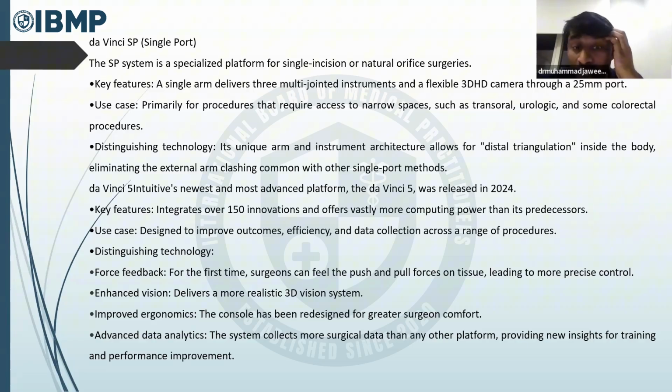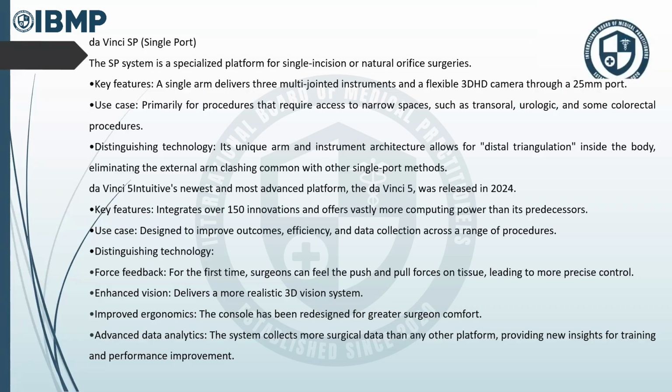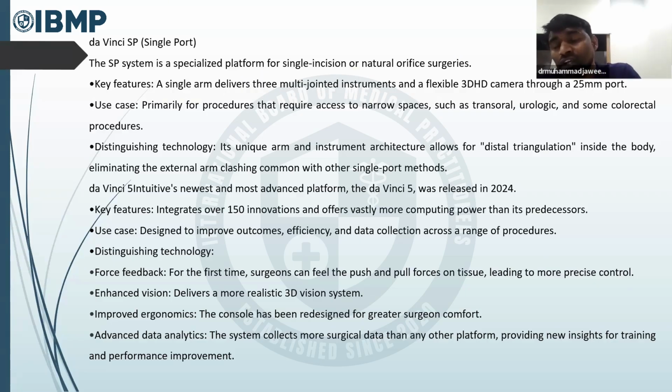And it has a more advanced 3D vision system. The console has been redesigned for greater surgeon comfort. Previously, we used to sit like this, in Da Vinci S. Now Da Vinci 5 is like this. So Da Vinci has evolved in such a way that the surgeon must have comfort. When there is no comfort for the surgeon, you can't operate very easily. Got it? Right. So these are the important Da Vinci evolutions.